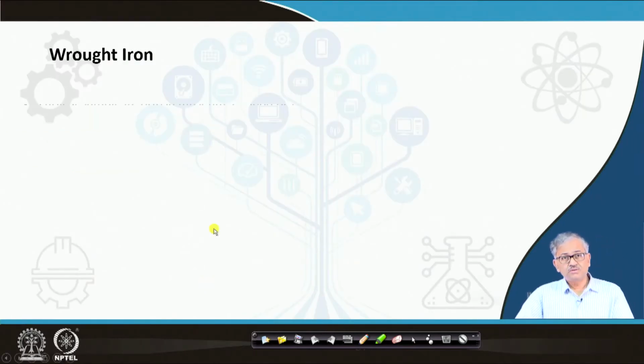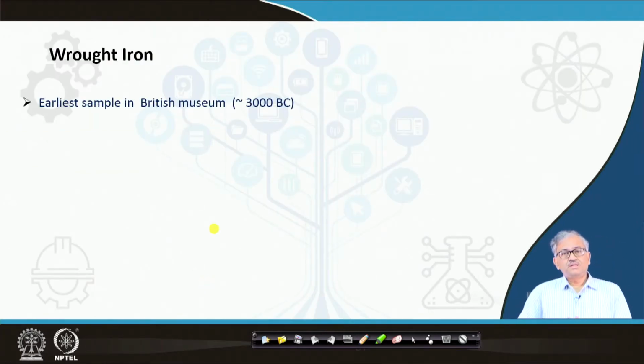So, wrought iron. The earliest sample of wrought iron is found in the British Museum, dating back to around 3000 BC, before Christ. And what is wrought iron? Wrought iron is basically iron that is produced in the solid state.